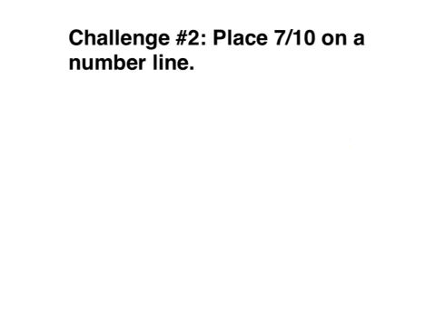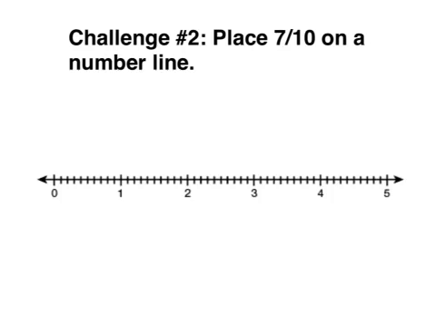Okay, challenge number 2. Place 7/10 on a number line. Well, as we saw earlier, we can create a number line where it takes 10 steps to get from one whole number to the next. So 1, 2, 3, 4, 5, 6, 7, 8, 9, 10 to get to the next whole number. 7/10 would mean we'd go 7 out of those 10 steps. Be right there, 7/10. Because we would take 1, 2, 3, 4, 5, 6, 7 of the steps out of the 10 steps that it would take to get from 0 to 1.